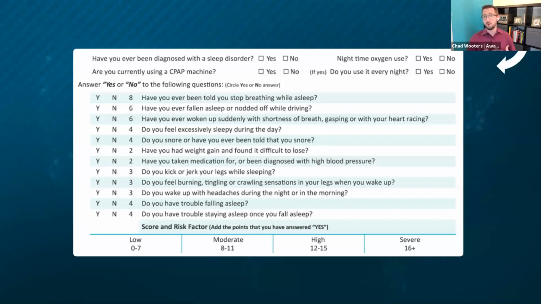So if you look at the first one, have you ever been told that you stop breathing while asleep? If yes, then add the number 8 to your score. By the time you get to the bottom, add your total score together and see which category you fit into. If you're willing to, I'd love to see your scores in the chat box. I'm going to give you a minute. I'm going to talk about forms while I do this, but answer yes or no to the questions and put your score in the chat box so we can see who gets the honorary bragging rights of being the champion of the screening webinar tonight, sponsored by Plan Mecca.